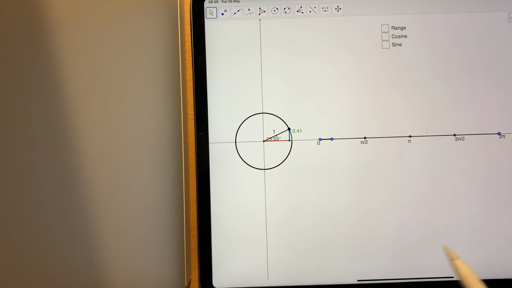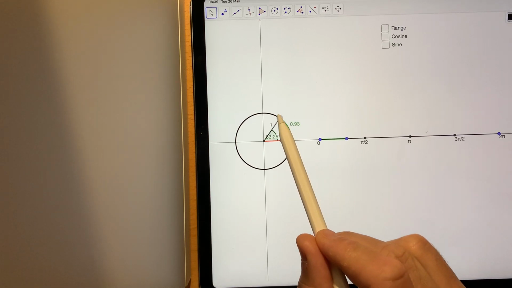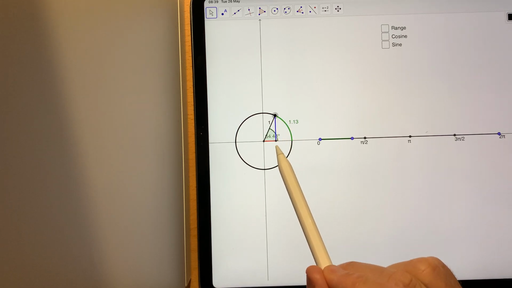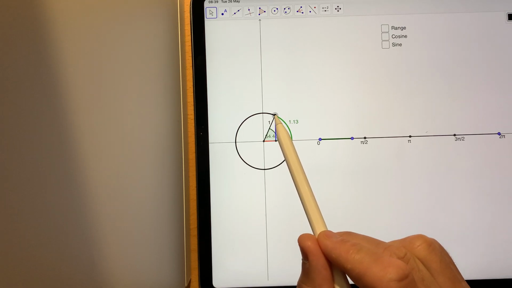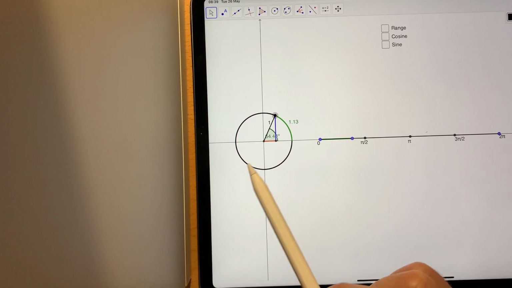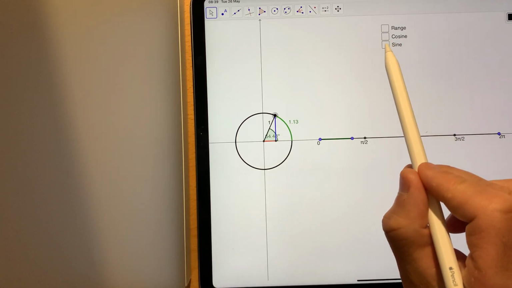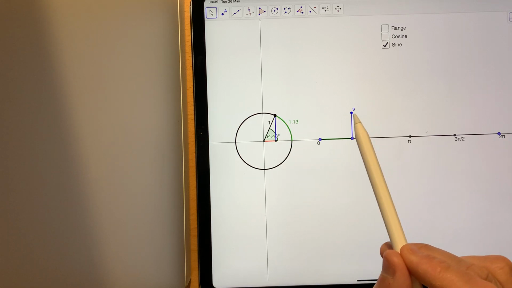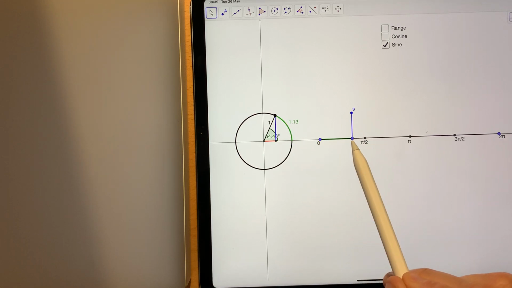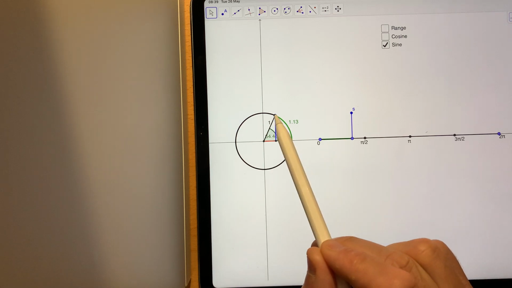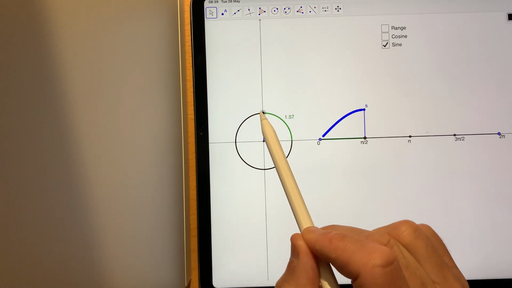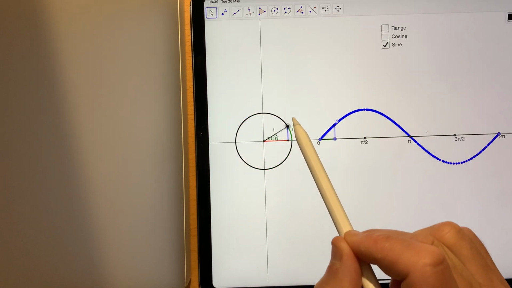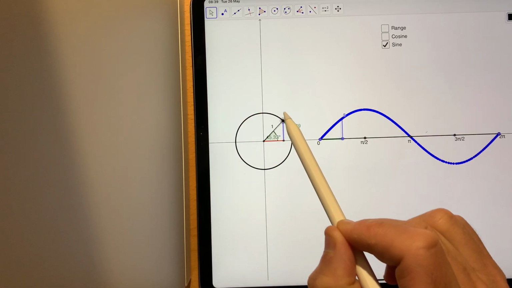Well, first let's just talk about this once again. You see, for every arc length you have one value for sine and one value for cosine. You can switch on sine here. You see this length is plotted over here at an arc length of 1.13. As you travel around your unit circle, your graph is going to look like this.